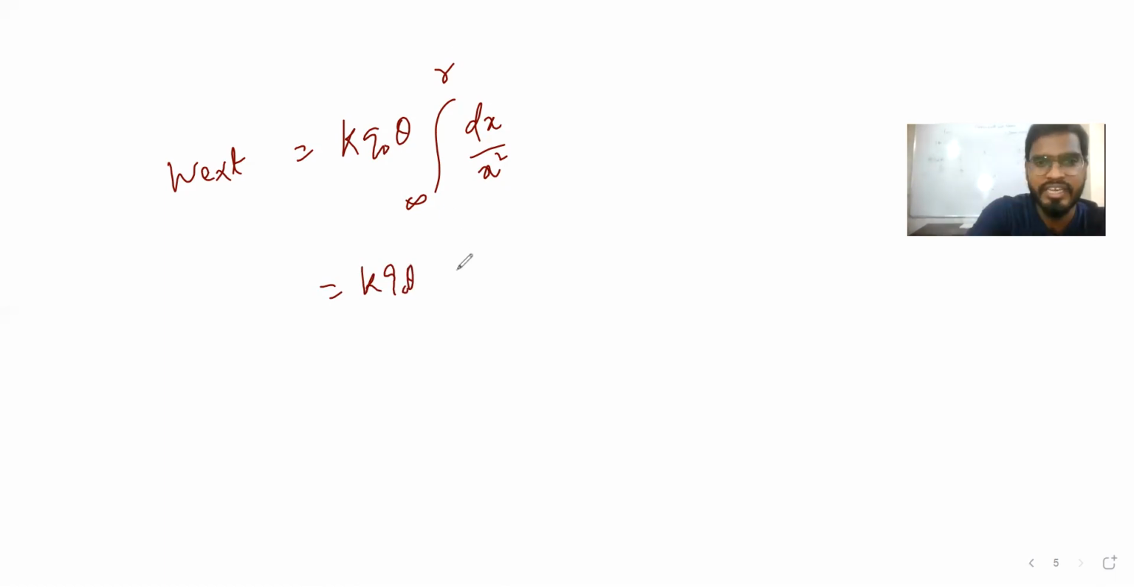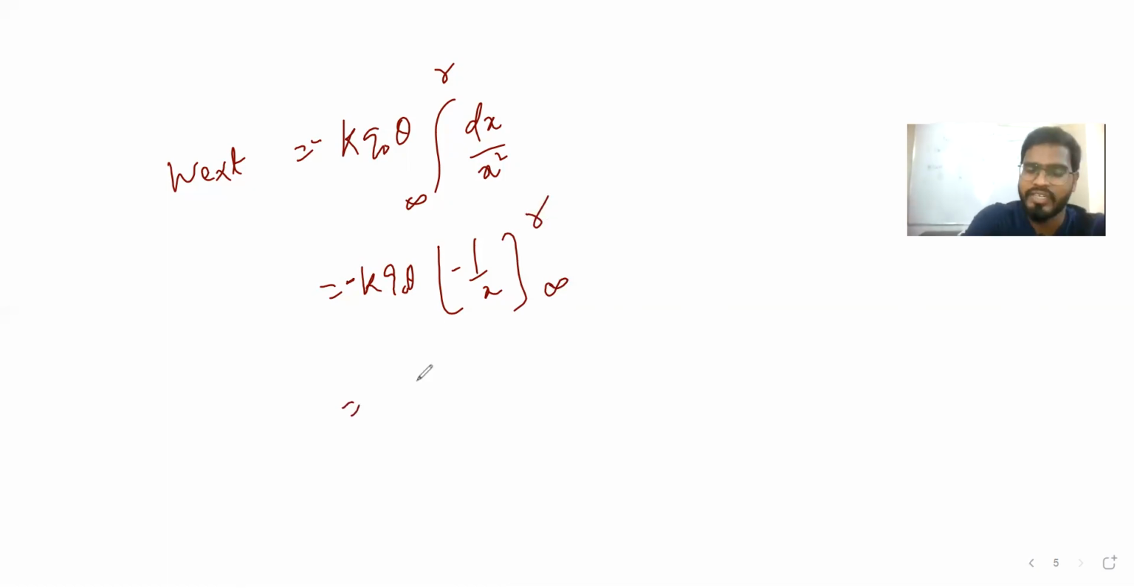The integration of dx by x square is, one more thing, cos 180. Cos 180 value is what? Minus 1. So minus 1, and then minus of 1 by x from infinity to R. Now we will put the value of R. That much of integration we learned. If you didn't learn, you can refer to the basic maths integration video where I took it a little.